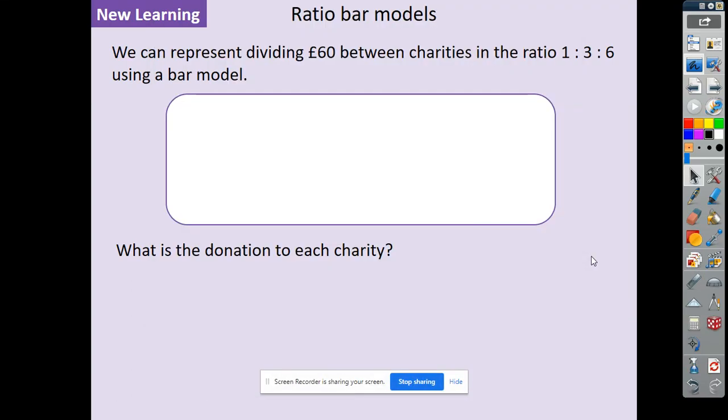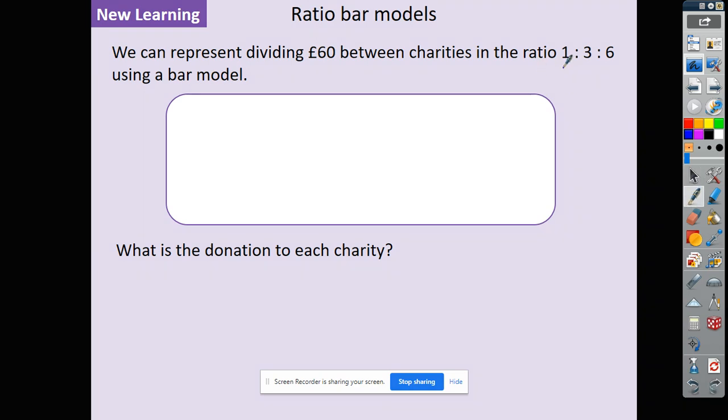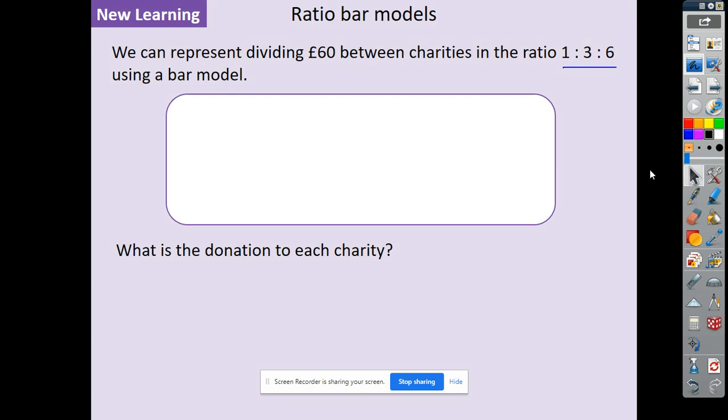Today we are going to carry on with using our bar models to share, but this time we're going to look at ratios with 3 parts. So it's exactly the same principle. We've just got 3 parts instead of 2. Okay, so the ratio is 1 to 3 to 6. So let's draw our bar model first.